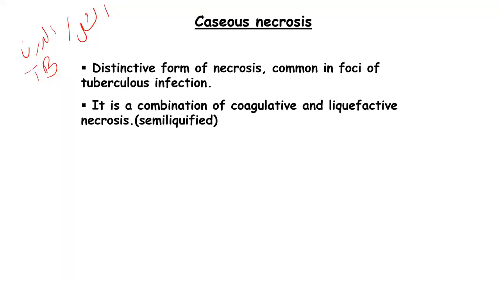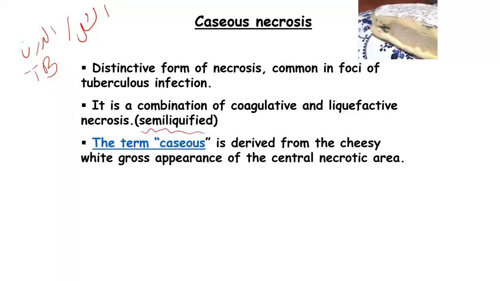It is a combination of coagulative and liquefactive necrosis leading to formation of a semiliquified necrotic tissue, like soft cheese. It is cheesy like cheese, so it is a combination of coagulation and liquefaction, leading to semiliquified necrotic tissue that looks like cheese. The term caseous is derived from the cheesy white gross appearance of the central necrotic area.